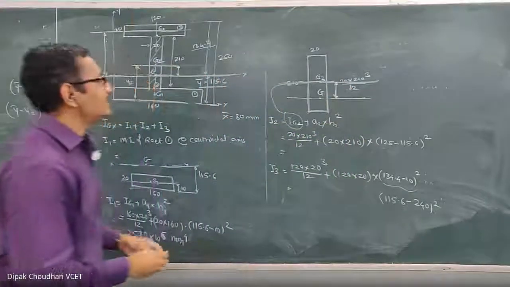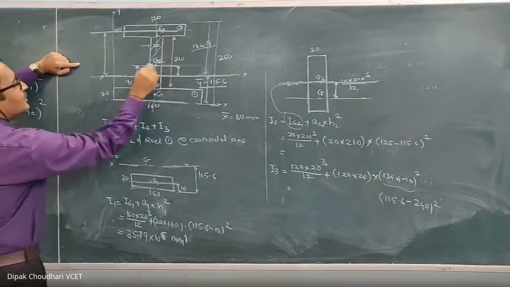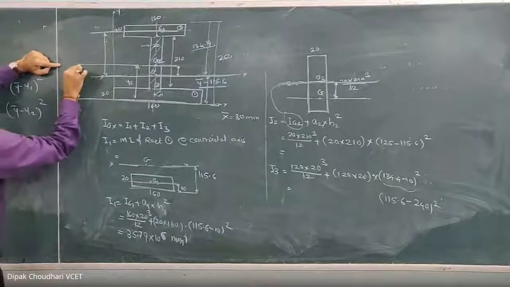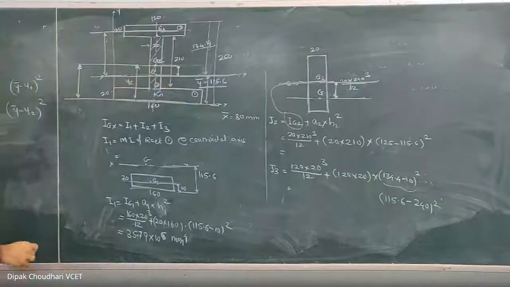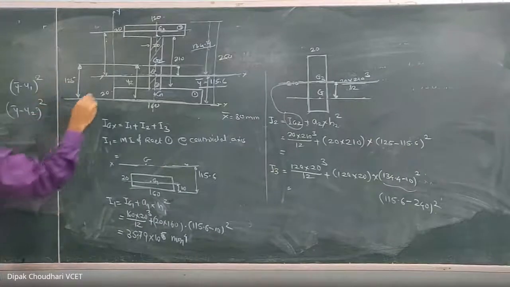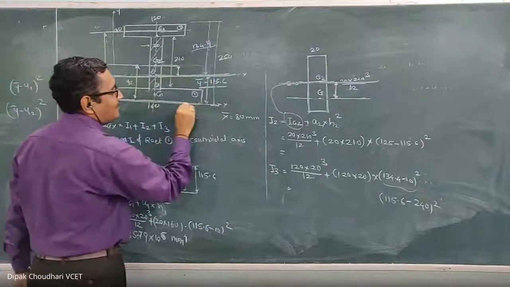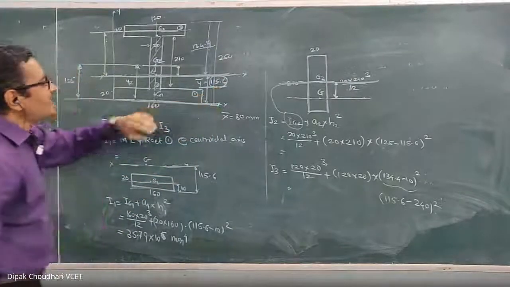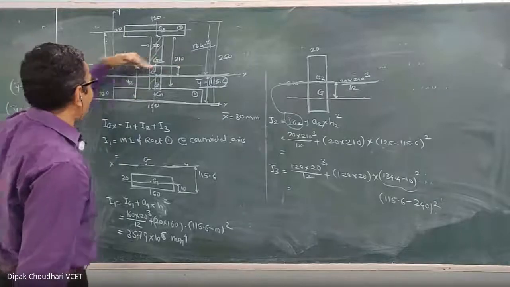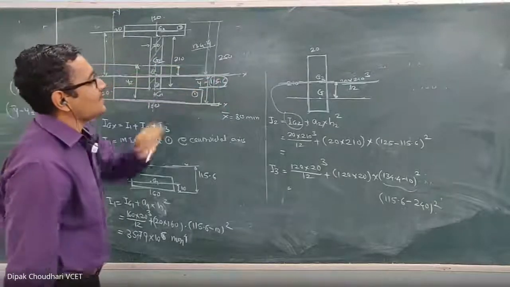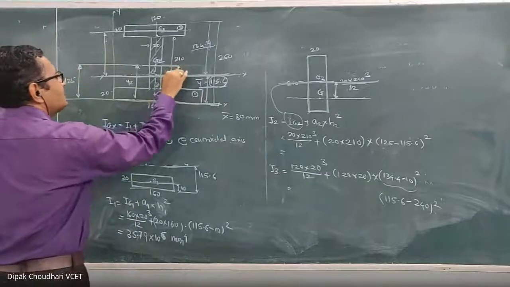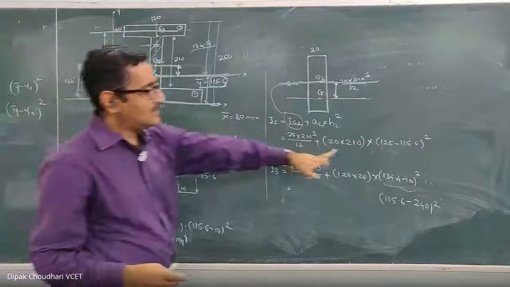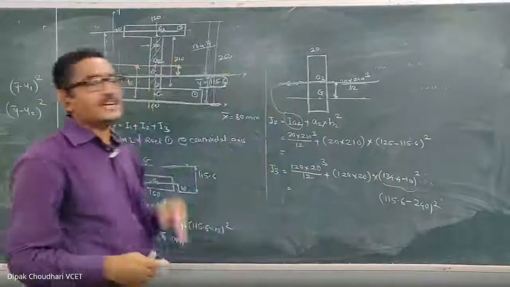How did this distance come? Look here. I am calculating the distance from the bottom. G2 is at a distance of 20 plus 105, so it is 125. And the distance of the centroid of the entire lamina from the base is 115.6. So if this axis is at a distance of 125 and this axis is at 115.6, the distance between these two is 125 minus 115.6. It is squared. Calculate, you will get I2.